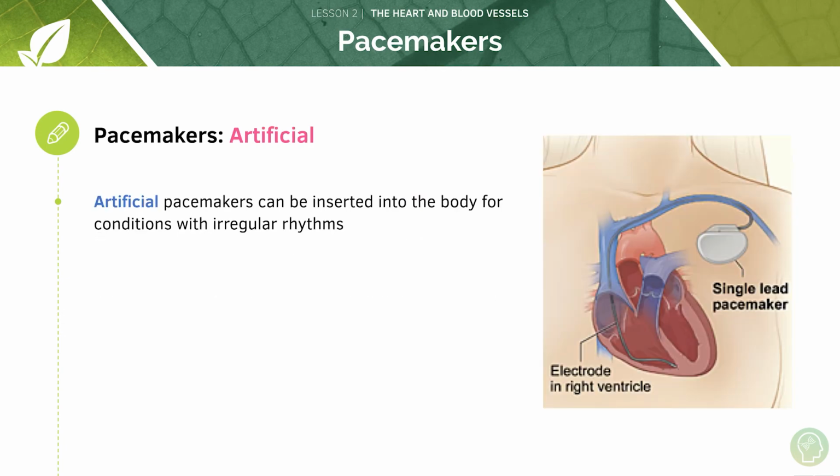But at times our heart may fail us as a pacemaker, and therefore you may know some elderly people who do have artificial pacemakers which are inserted into their body and take over this function, because it's very dangerous to have a heart that beats with an irregular rhythm, because we need blood to be regularly and reliably delivered to our organ systems.